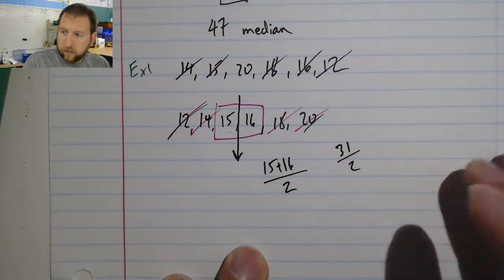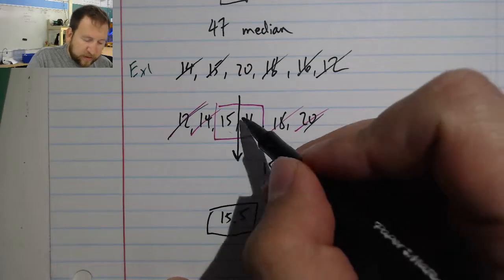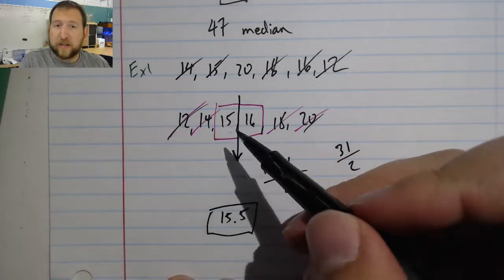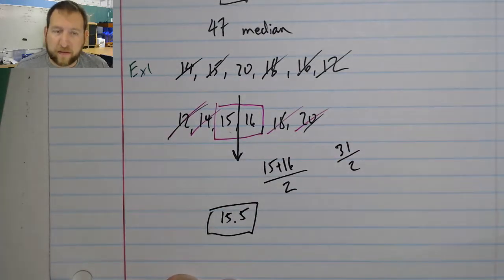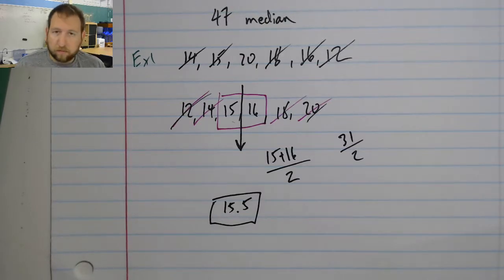Equals 15.5, which does make sense if I'm looking for a point directly between 15 and 16. It would make sense that it would be 15.5. This is how I find my median. Not particularly difficult. Go ahead and go on.